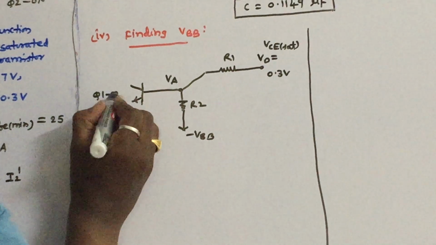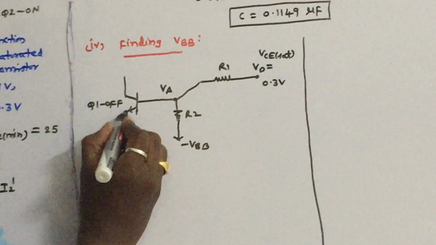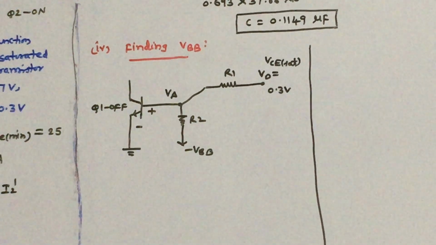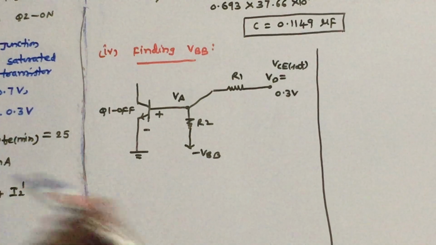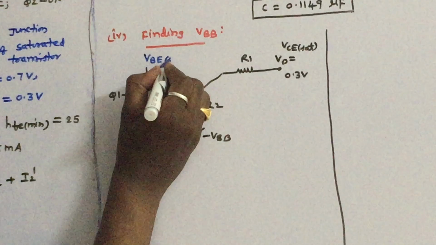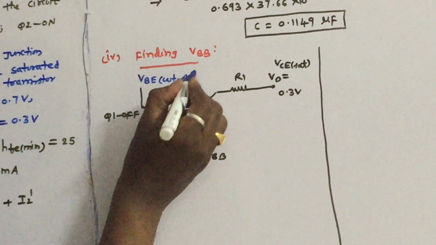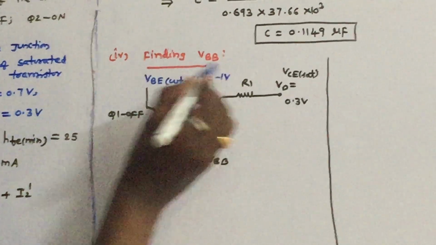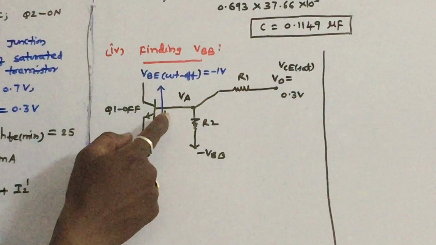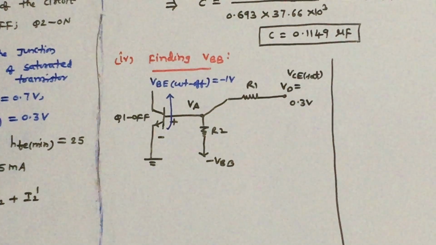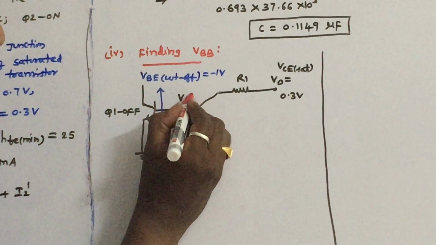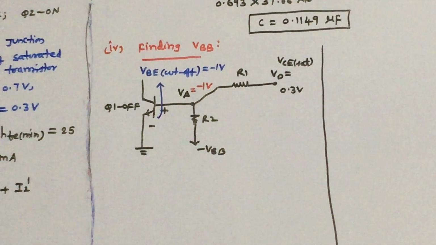What is the status of Q1? This is in off condition. This parameter is very important, so we have to assume like this. When the transistor is in off condition, we have to assume in every problem VBE cutoff. Sometimes it will be given in the problem. VBE cutoff is equal to minus 1 volt. Since it is not given in this problem, when this transistor is in cutoff, VBE cutoff is equal to minus 1 volt. Since this node is directly the base to emitter voltage, what is VA? We can say directly minus 1 volt.